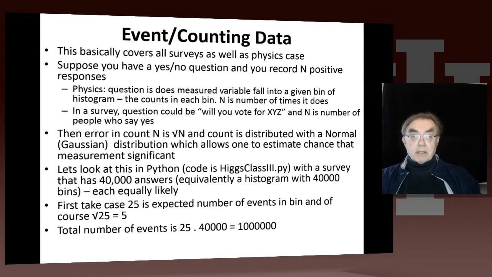So as we pointed out, this is sometimes called counting experiments or event-based experiments. Say, cover surveys, and we gave this example of the yes/no question. Yes, no, does it fall into a particular bin of a histogram? In the survey, people will ask them yes, no, will you vote for some person for a particular office. So then the error, if you measure n events, is the square root of n. And what you observe is distributed with a normal distribution, Gaussian.